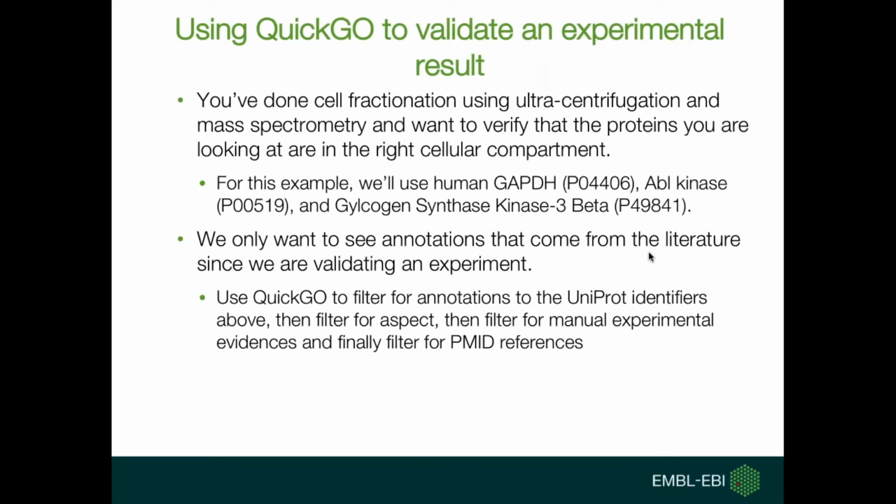So I'm going to want to use QuickGO to filter for annotations to those UniProt identifiers listed there. Then filter for the respective aspect. In this case, we're looking at a cellular compartment, so we're going to want cellular component. Then filter for manual experimental evidences, because I said we want things from papers that are experimentally backed. And then finally, we're also going to filter for PMID references. PMIDs are PubMed IDs.